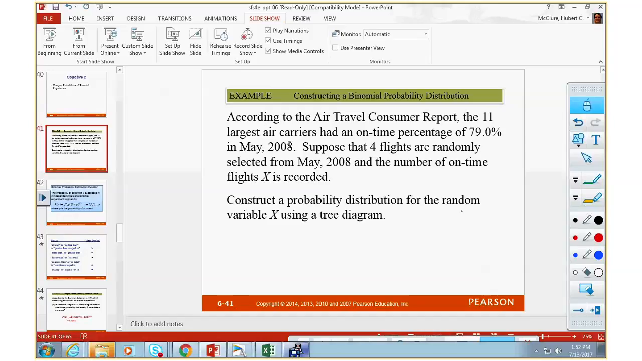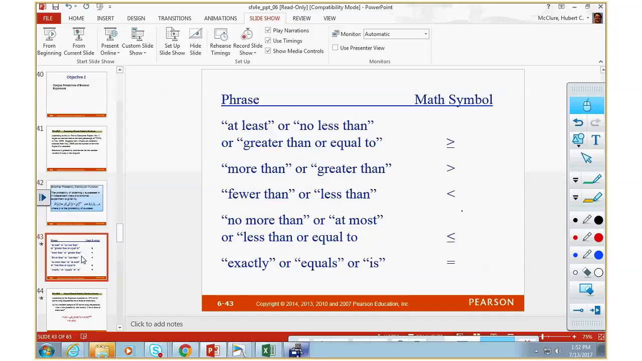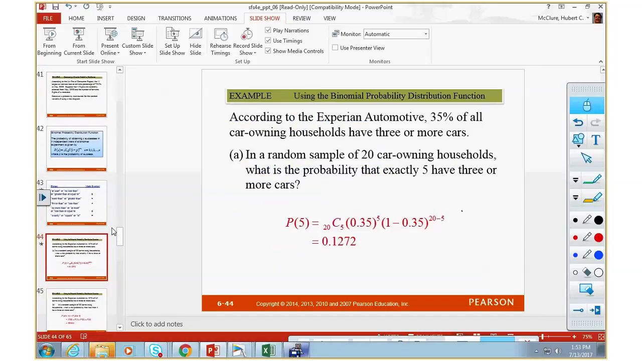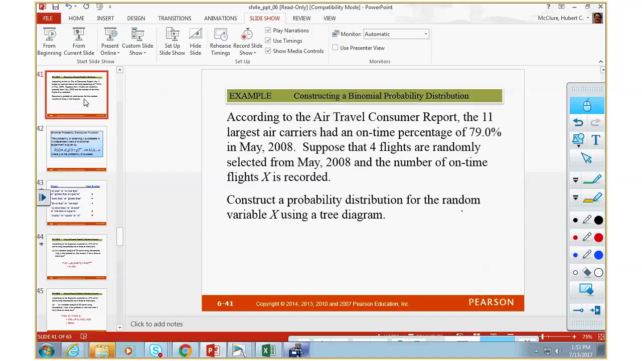Now, if you don't have a calculator, you have to do that right here. N combination X times P raised to the X power times Q raised to the N minus X. Don't even write it down because it's a pain. Are they going to give us the answer? Is this the answer down here? No, they didn't give us the answer. Well, why didn't they give us the answer?